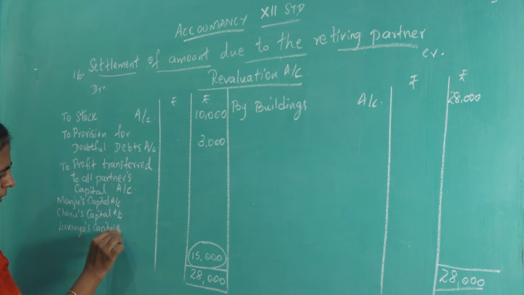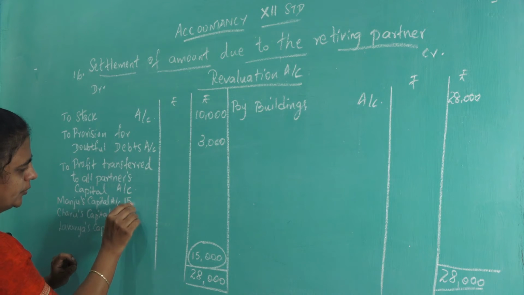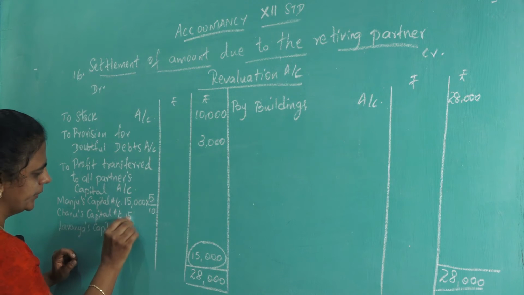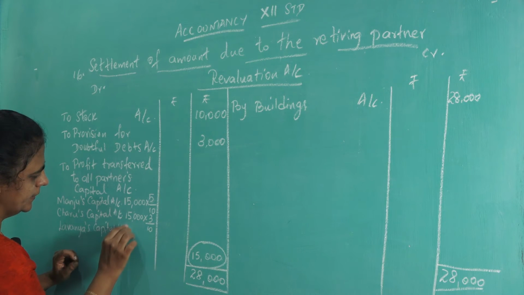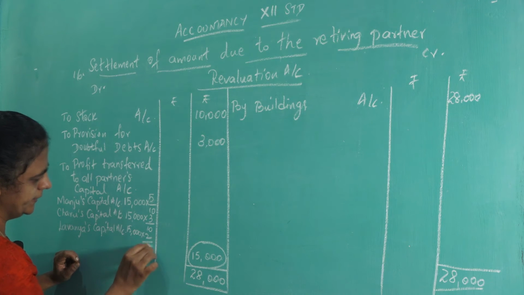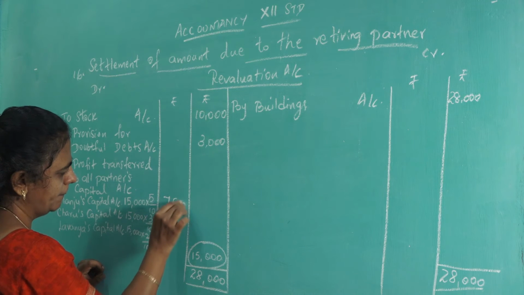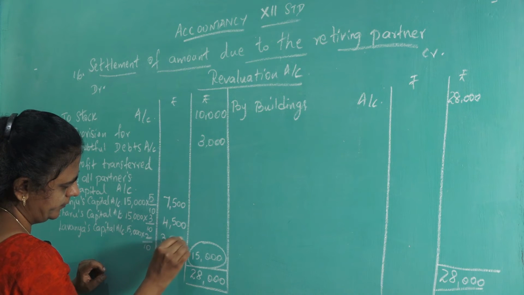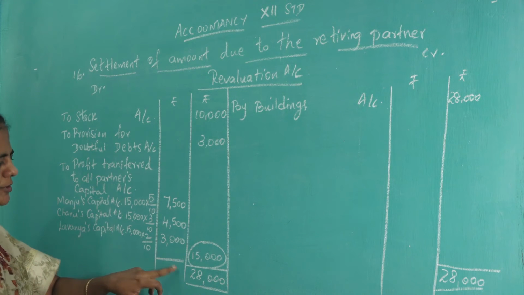capital account. So 15,000, ratio is 5:3:2, 15,000 into 5 by 10, 15,000 into 3 by 10, 15,000 into 2 by 10. So that will give you 7,500, 4,500 and 3,000. So 15,000 is the revaluation profit.